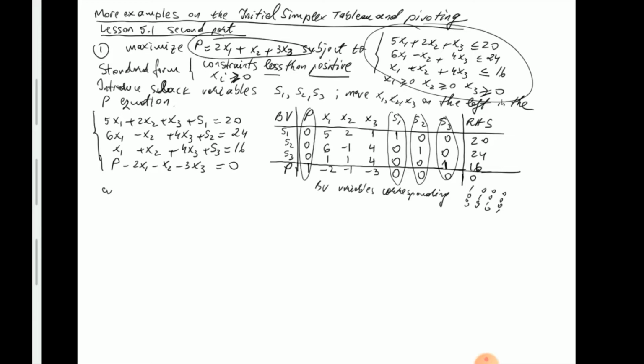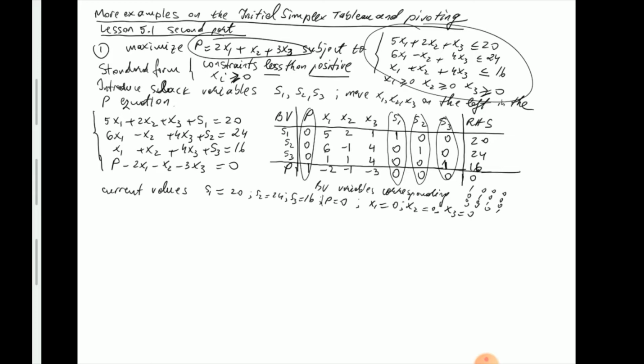Remember the current values of the variables. For those who are basic variables, current values are on the right hand side. So S1 is 20, S2 is 24, S3 is 16, P is 0. All the other variables that are not in the basic variable list are assumed to be 0. So x1 is 0, x2 is 0, x3 is 0, and P is 0, as I mentioned already.